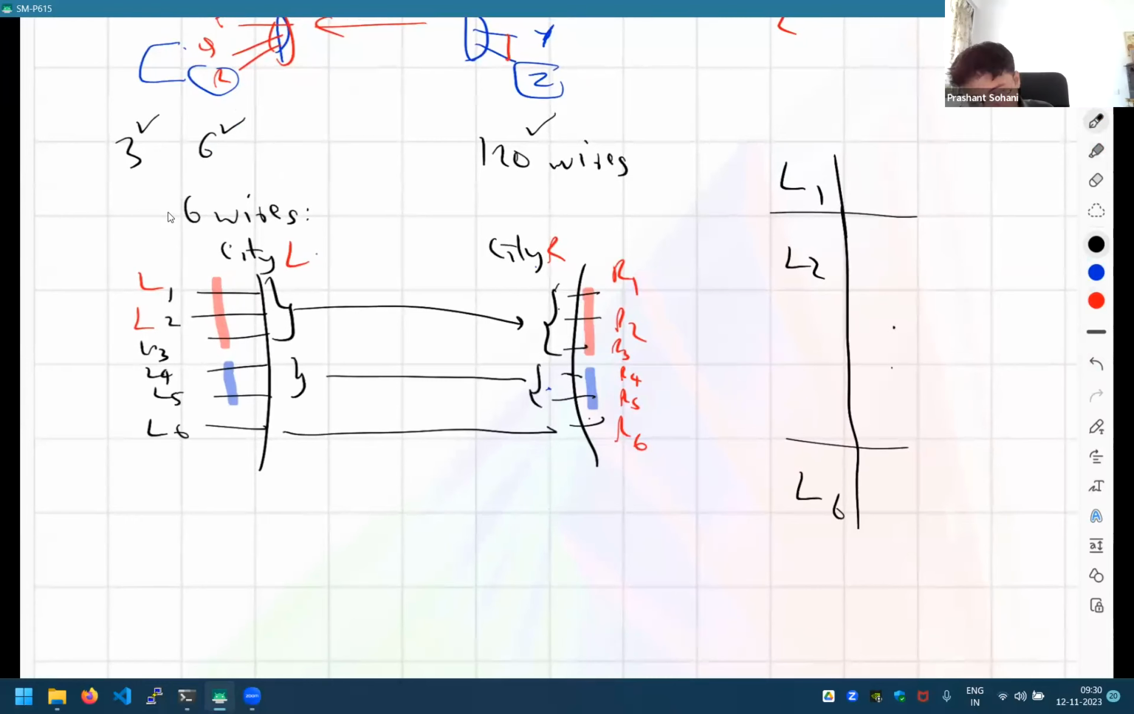Yeah, correct. So L6 and R6 are the unique ones, because those are the only ones which are not connected to anything else. So we can fill the table that way. And understand that we have done all of this with only a single trip. So right now we have only traveled once from A to B, or city left to city right. Okay, now we are at city on the right hand side. So what should we do now?